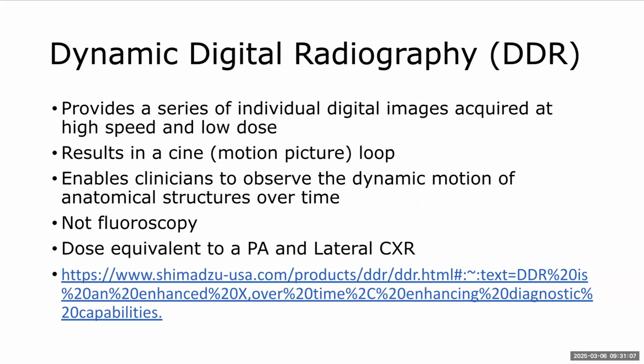And then dynamic digital radiography. Again, I haven't actually seen any of our sites have this, but it's where you have a series of individual digital images taken with regular x-ray equipment, but they're acquired at really high speeds and low doses. And then they can loop these images together so that it looks almost like a movie, so you can see dynamic motion of these anatomical structures. It's not fluoroscopy, so the dose is much better than fluoroscopy.